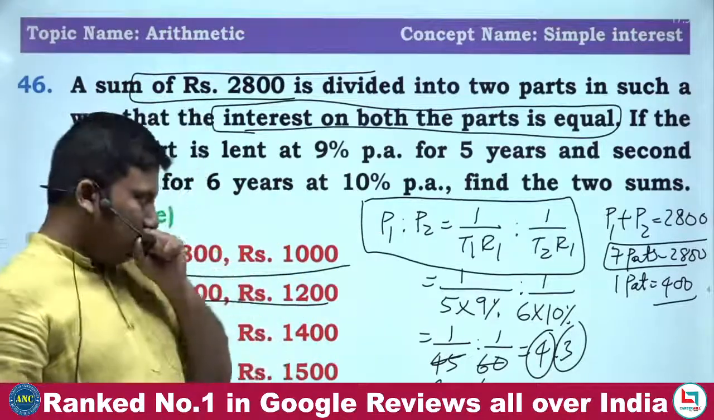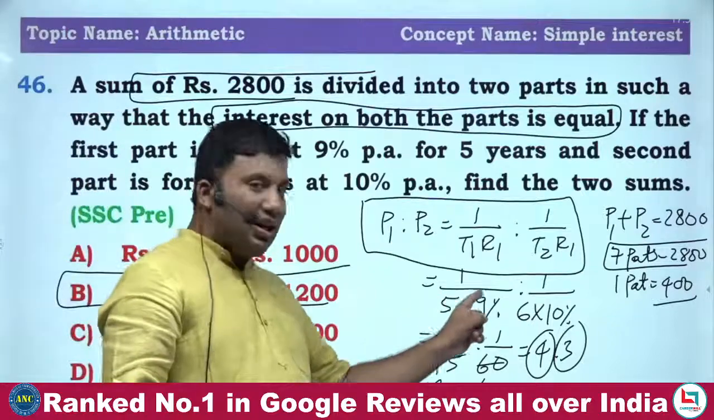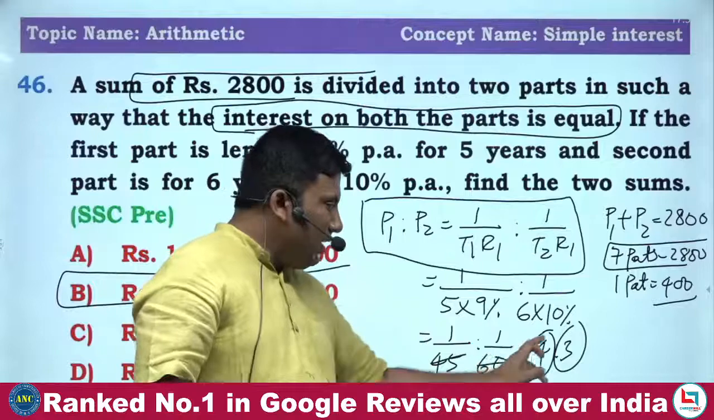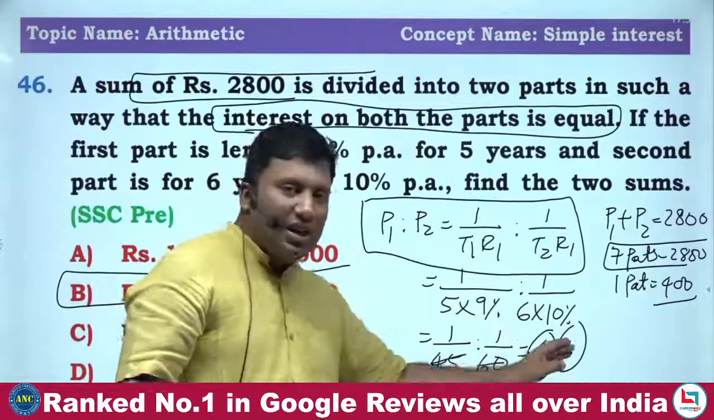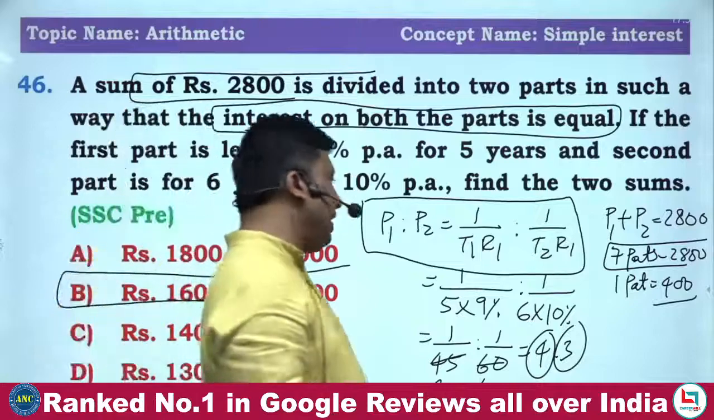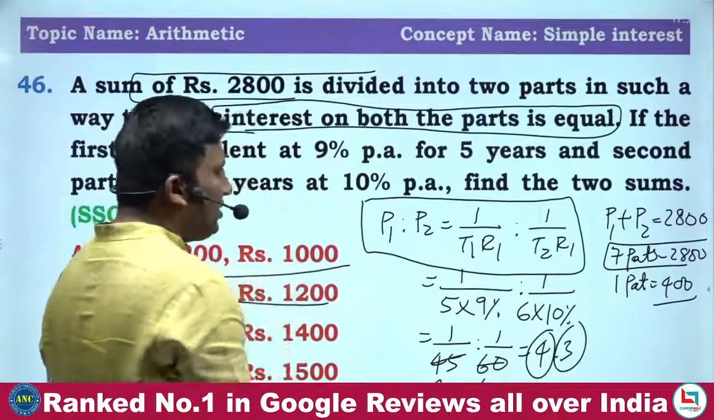They are inversely proportional to each other. 1 by 45, 1 by 60, so the ratio is 4 is to 3. 4 parts and 3 parts, 7 parts it is 2,800. 1 part it is 400.